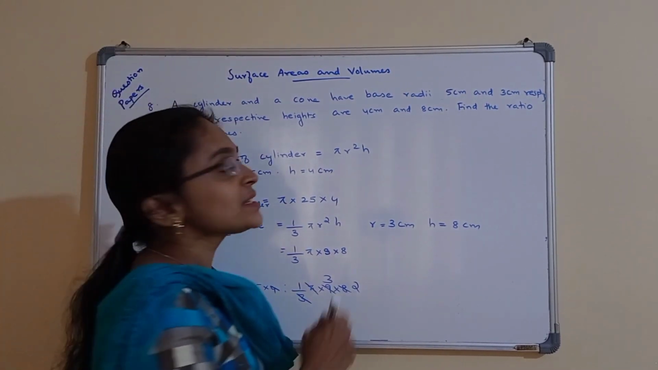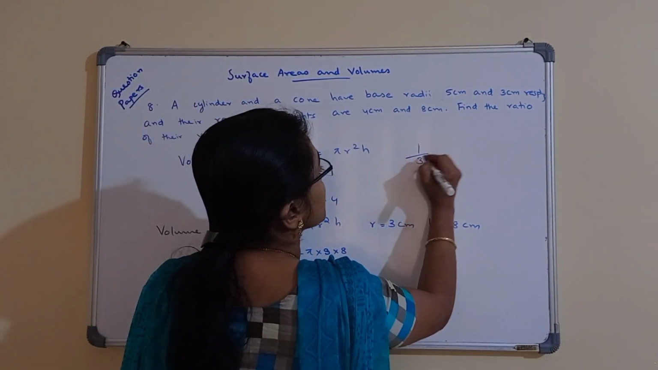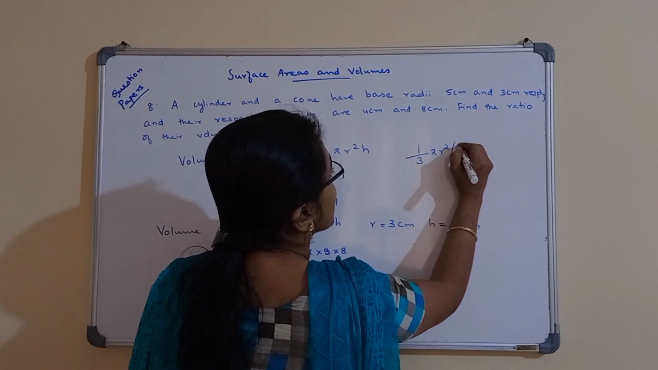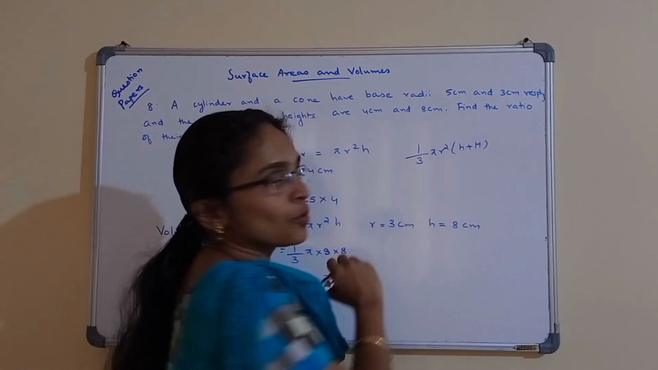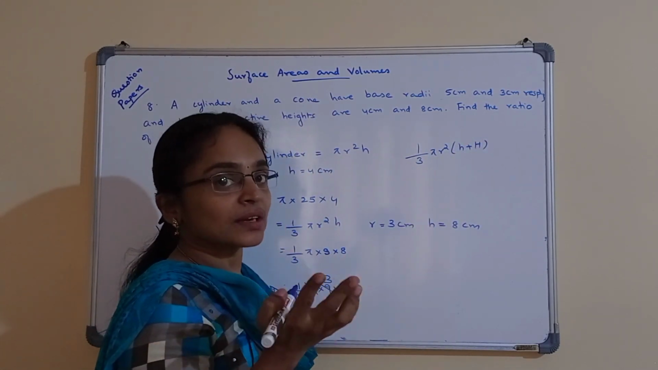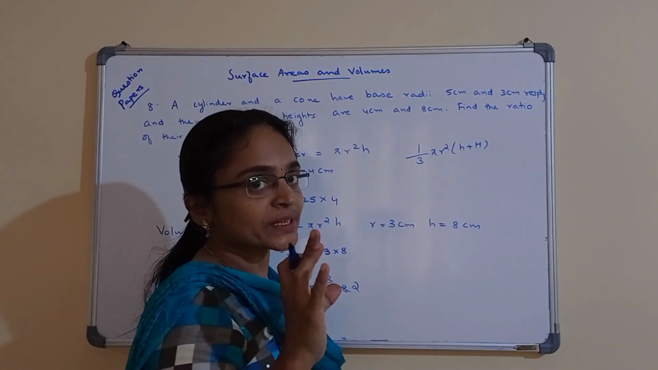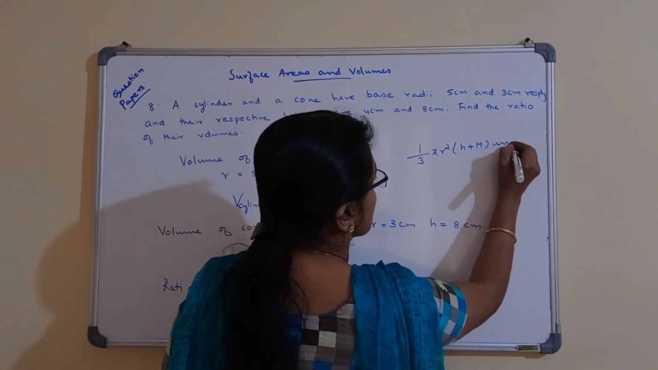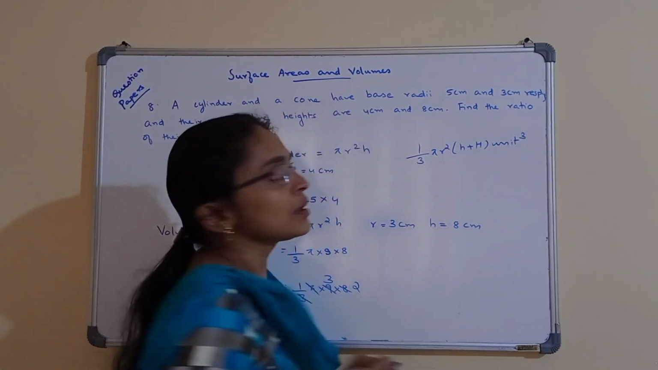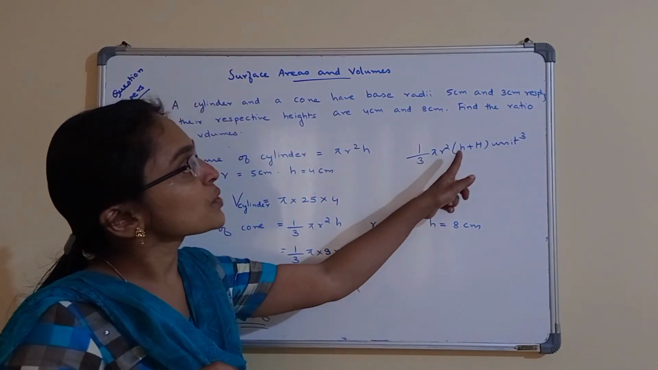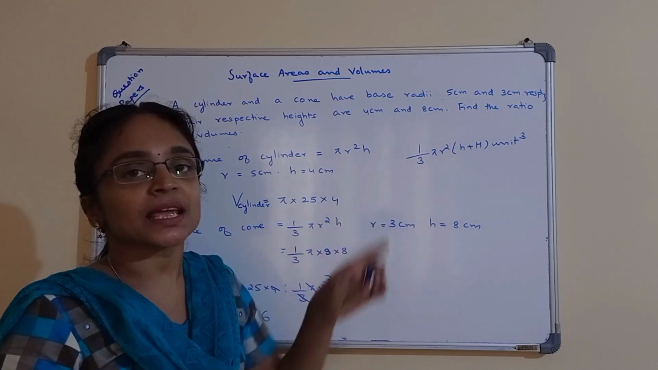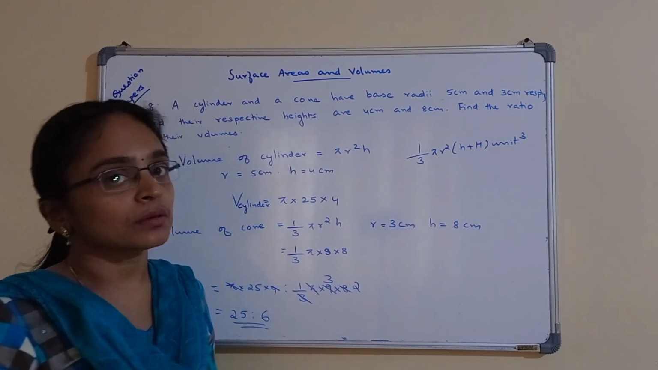And for the seventh one, we got 1 by 3 pi r square h plus h as the volume. But we have not written the unit. They have not given the unit in the question also, but we can write it as unit cube. Okay, 1 by 3 pi r square into h plus h unit cube.